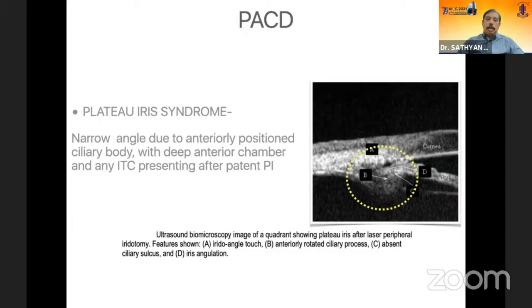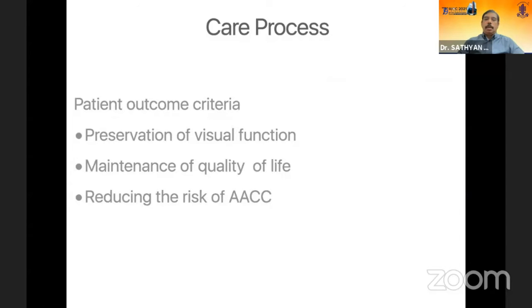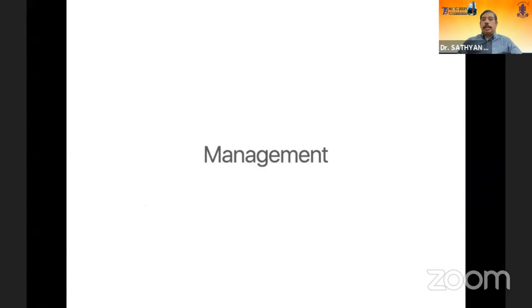Same with plateau iris syndrome, but the only difference is the iridotrabecular contact is present even after the peripheral iridotomy, and the IOP is also high in plateau iris syndrome. We have to understand that when we are managing the patient, the care process goes in three different ways: preservation of visual function, maintenance of quality of life, and how we can reduce the risk of acute angle closure crisis.